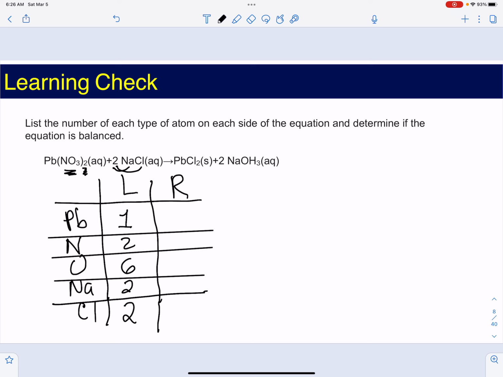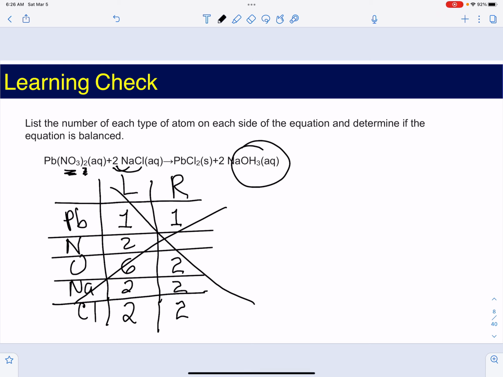On the right side, we have 1 lead, 2 chlorides, 2 sodiums, 2 oxygens, and 3 hydrogens. There's no hydrogens on my left side. So immediately you can say that equation is a monstrosity.